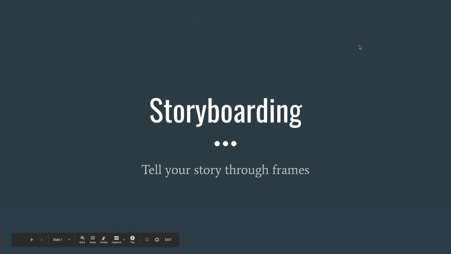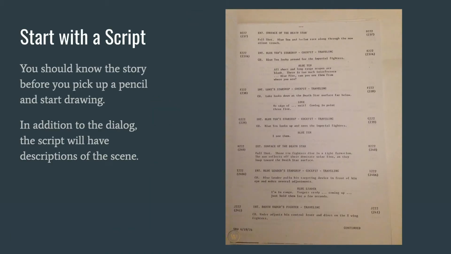Storyboarding. Tell your story through frames. Storyboarding is really important, but we need to start with the script. What you can see on the screen here is part of a script for The Empire Strikes Back. Actually, no, this is episode 4. You can see the way that they mark out the script with the dialogue and with descriptions in between. And that script is going to give you some visual cues about what's happening.